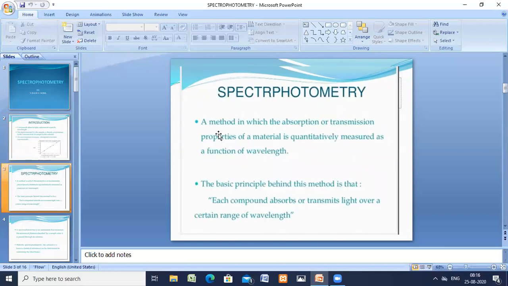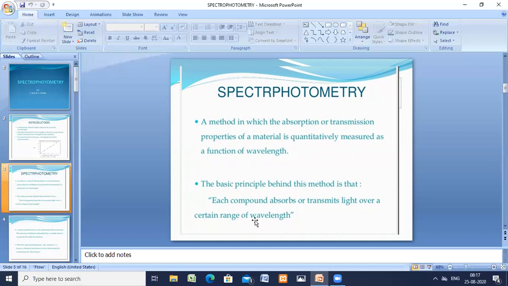Spectrophotometry is a method in which the absorption or transmission property of a material is quantitatively measured as a function of wavelength. The basic principle behind this method is that each compound absorbs or transmits light over a certain range of wavelength.